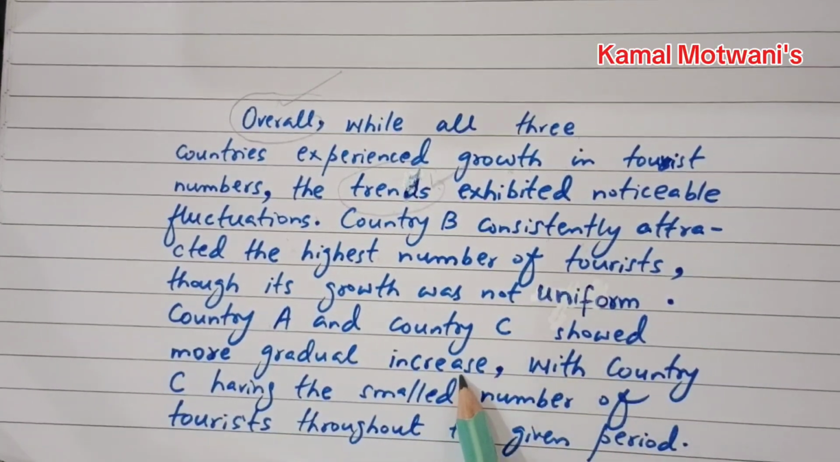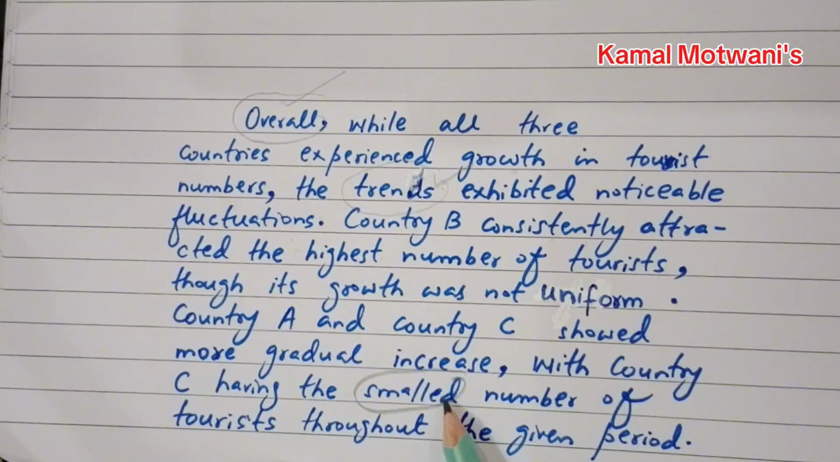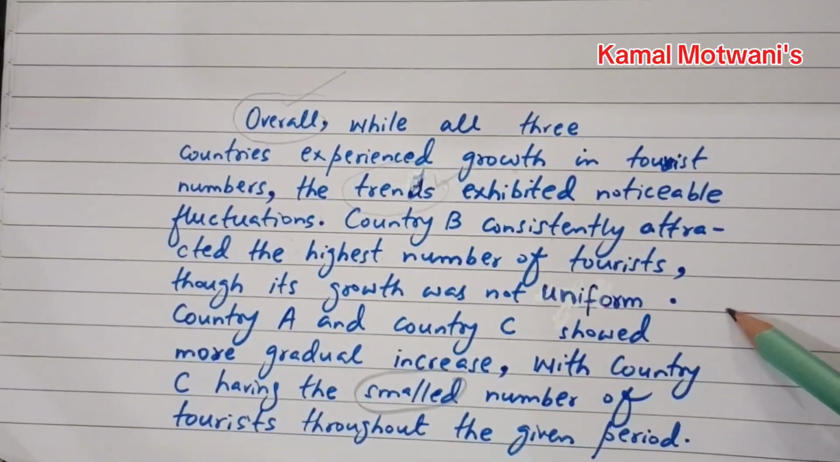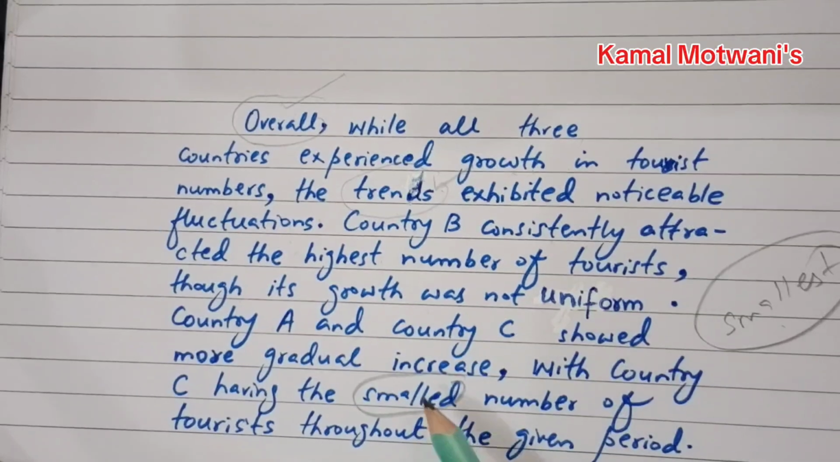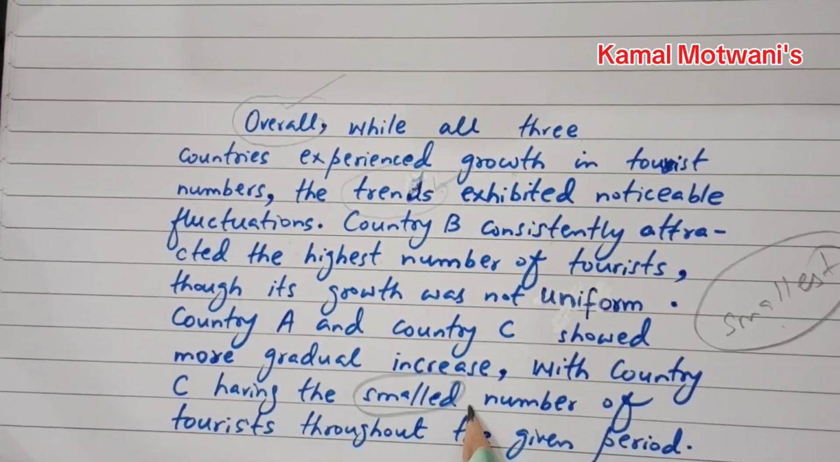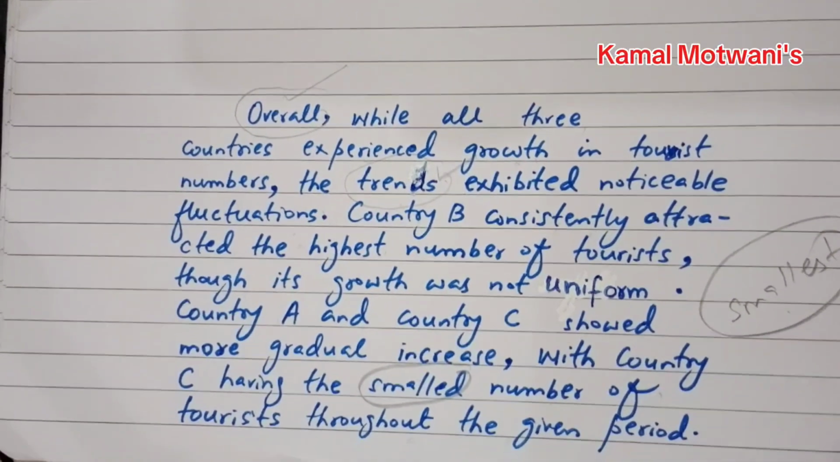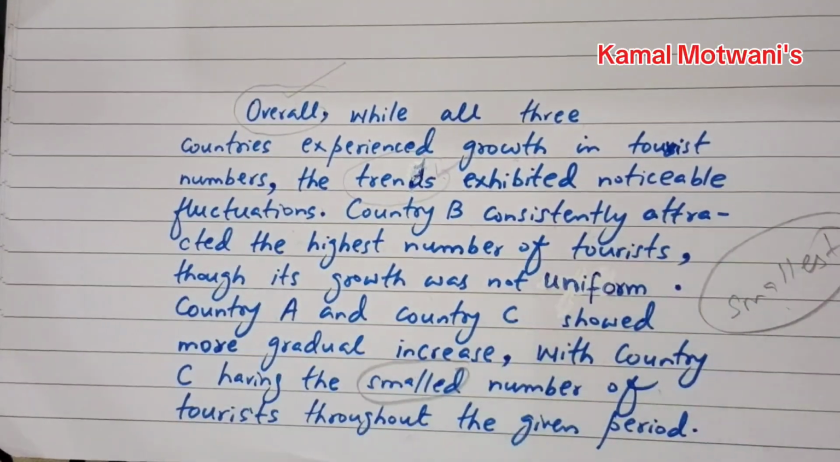So here is the spelling error. Sorry, the spelling error. Smallest. This is the right spelling. With country C having the smallest number of tourists throughout the given period. So this is how an overall overview is written.